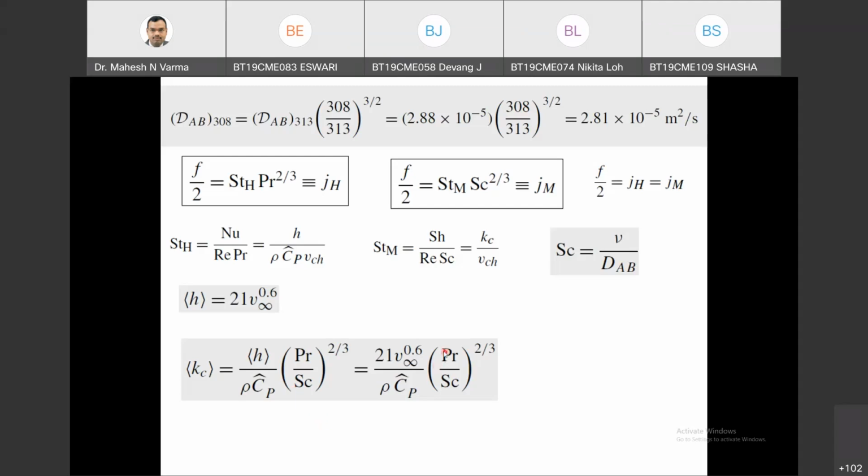This is the correlation given, where we are correlating heat transfer coefficient with the velocity. Now in this problem, all the data is given in heat transfer, and only diffusivity is given for mass transfer. So using this diffusivity and the heat transfer data, I can calculate the mass transfer coefficient, and hence I can calculate the rate of mass transfer.